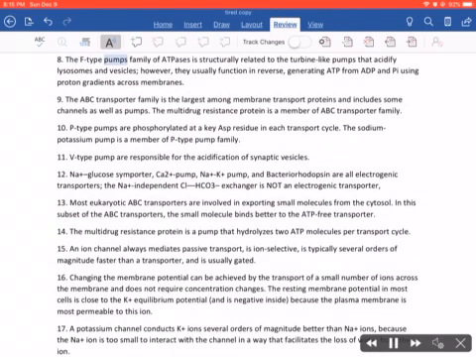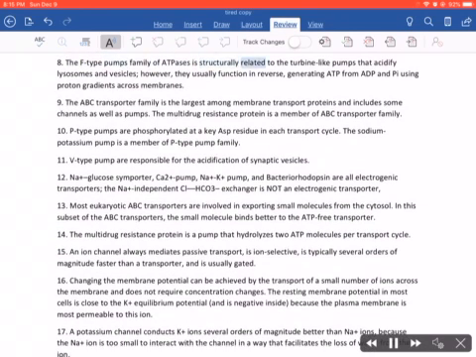8. The F-type pump family of ATPases is structurally related to the turbine-like pumps that acidify lysosomes and vesicles. However, they usually function in reverse, generating ATP from ADP and Pi using proton gradients across membranes.